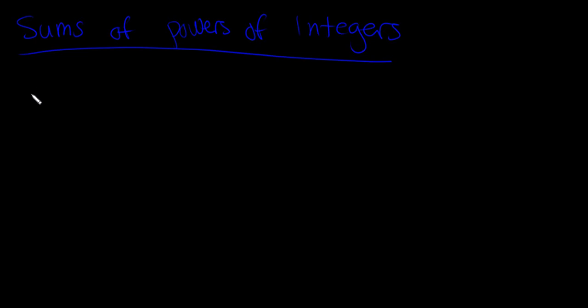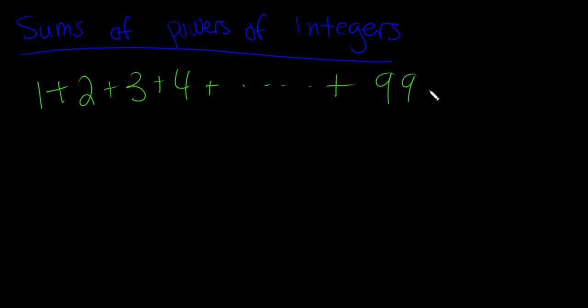So let's say that someone asks you, what is 1 plus 2 plus 3 plus 4 plus all the way to 99 plus 100? You might say, I'm not going to do that. Even if you had a calculator, it would still take you a while. Is there a faster way to compute this?